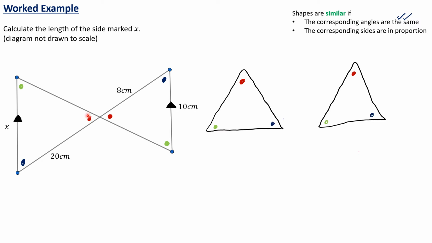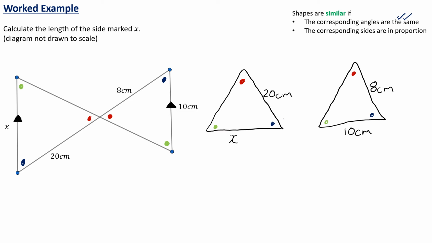So if we have a look at the triangle here, we can see that from here to here is 20 centimeters. So that means that from there to there is 20 centimeters. From here to here is X, so I'll say that that bit is X. Then from the red to the blue is 8 centimeters, and from the green to the blue is 10 centimeters. We've now got all the information that we need, and we can now start to use this to work out the value of X.